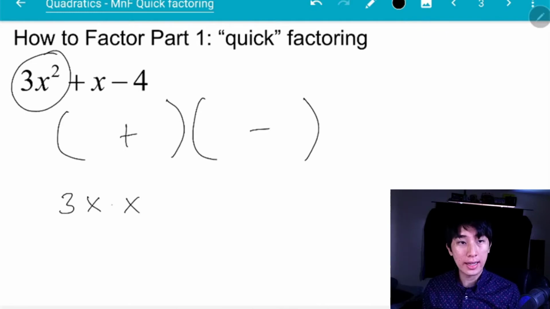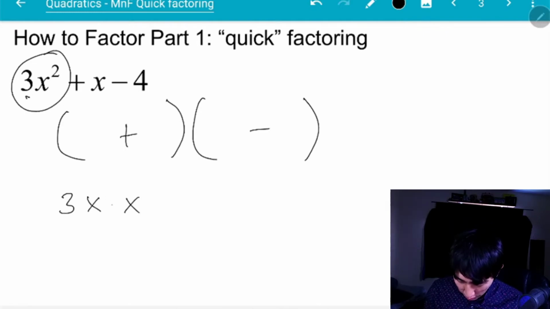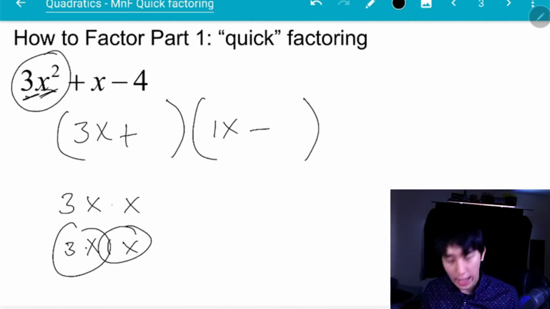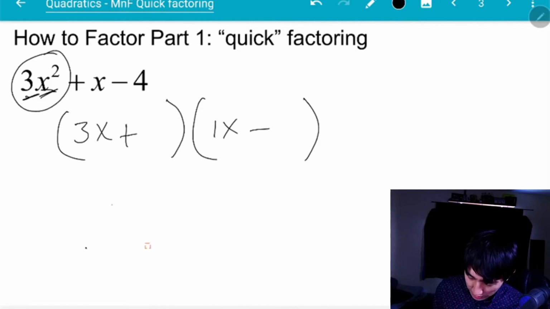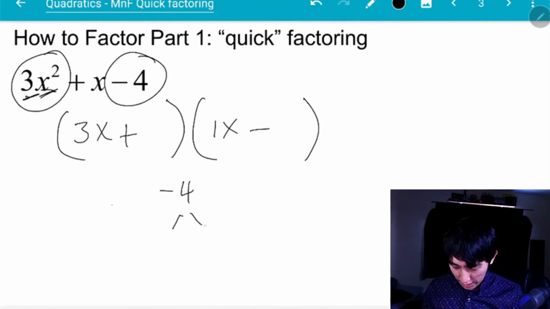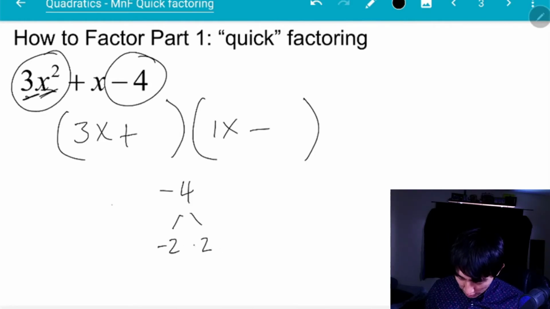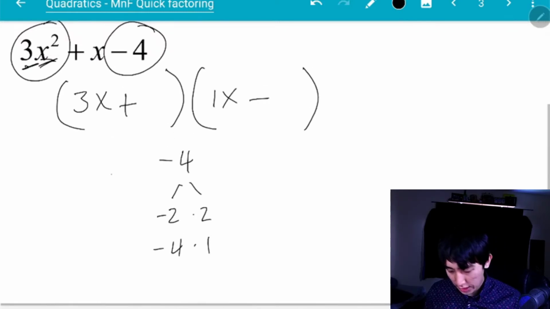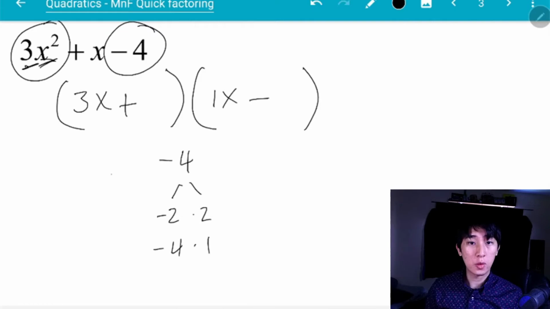And the way we know that is, well, how do we break up 3? What are factors of 3? 3 times 1. What are factors of x squared? Well, it's just x times x. And then we just split it evenly. So 3x and 1x. Now, after we're at this point, this is where it gets a little more tricky. We have to say, what are the factors of negative 4? Some of the factors of negative 4 are negative 2 times 2. We also have negative 4 times 1. And then we can kind of reverse this around. So we can choose whichever one we want to try first.